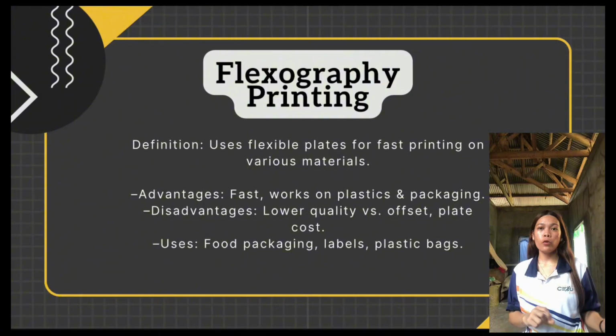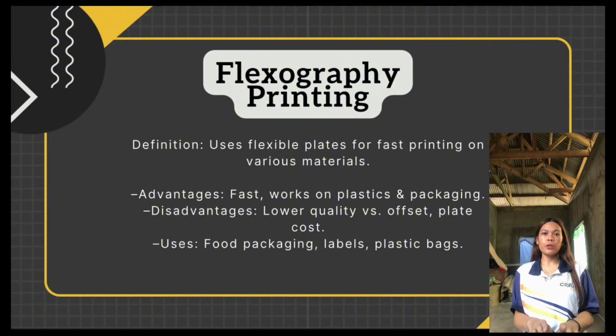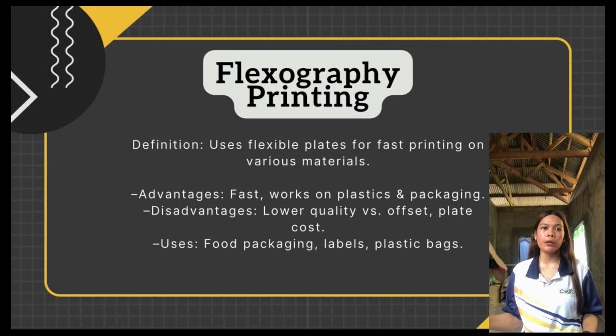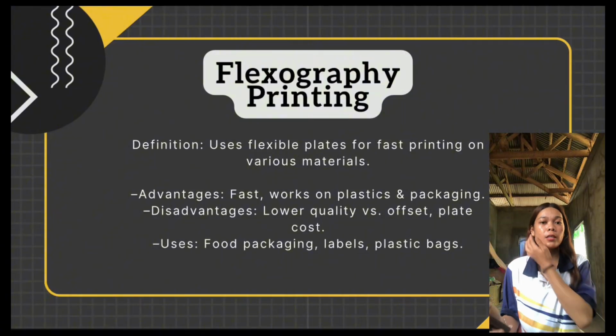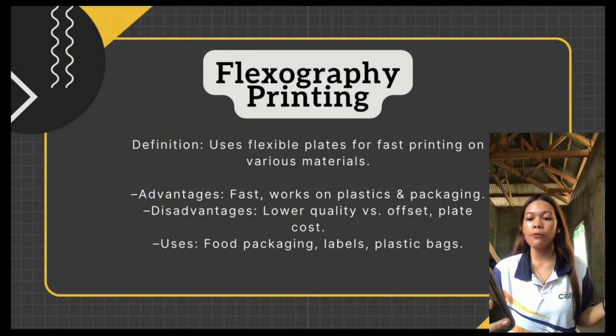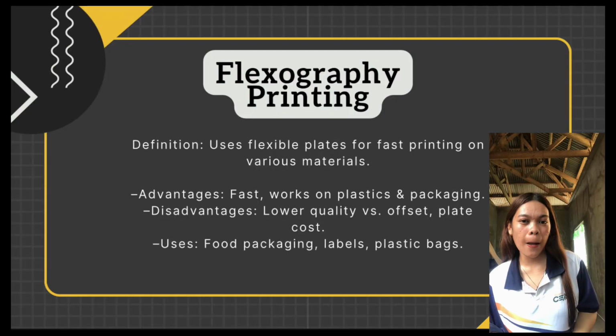It is a modern printing method that uses flexible rubber or photopolymer plates. These plates are wrapped around a cylinder, allowing it to print on a long roll of material continuously. It has advantages and disadvantages. The first advantage is that it is fast and works on plastics and packaging. So flexography is for packaging.